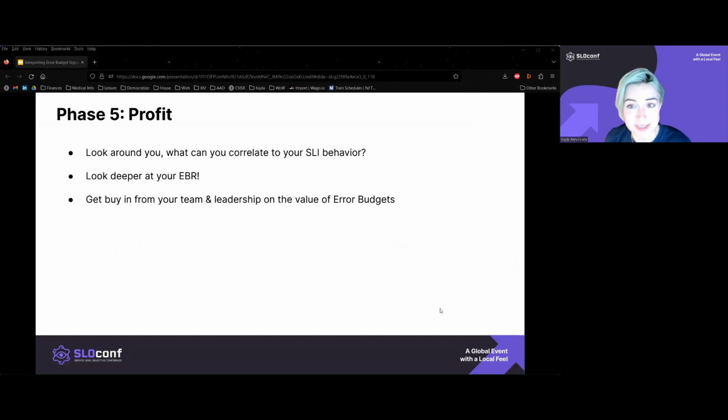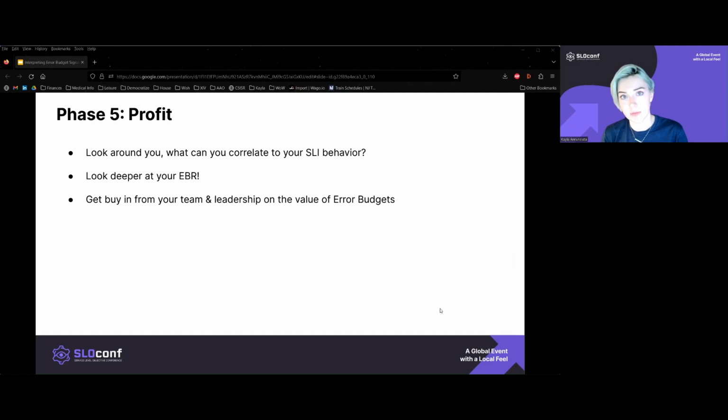So step five is profit. Look around you, right? What are some things that you may be able to correlate to your SLI behavior? I gave some examples here of changes, of incidents. What might be applicable for your team? There might be something else that you can start to correlate your error budget to.